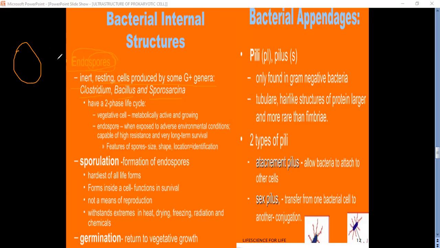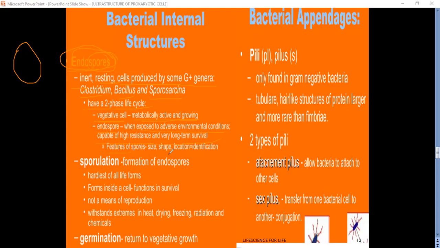We already know that spores are very resistant and they are formed during unfavorable conditions. If there are no favorable conditions to grow, they form endospores and become resistant for years and years. They have two phases in the life cycle. The vegetative cell is metabolically active and growing. During endospore formation, first they form the vegetative cell, and the second stage is the endospore, which, when exposed to adverse environmental conditions, is capable of high resistance and very long-term survival.